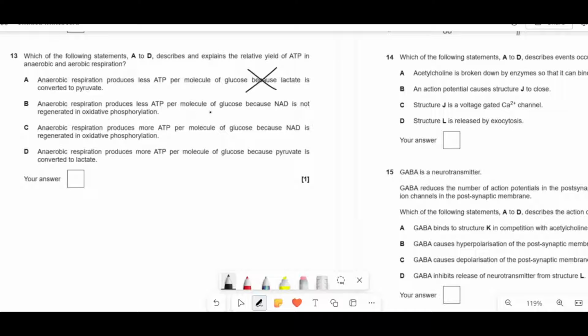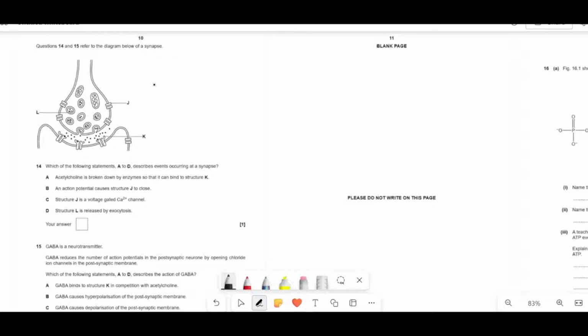Anaerobic respiration produces less ATP per molecule because NAD is not regenerated in oxidative phosphorylation. It is B, because there is no oxidative phosphorylation happening in anaerobic respiration. If we look at the other ones, anaerobic respiration produces more ATP. Nope, it does not. Well, no, it does not. So it's B.